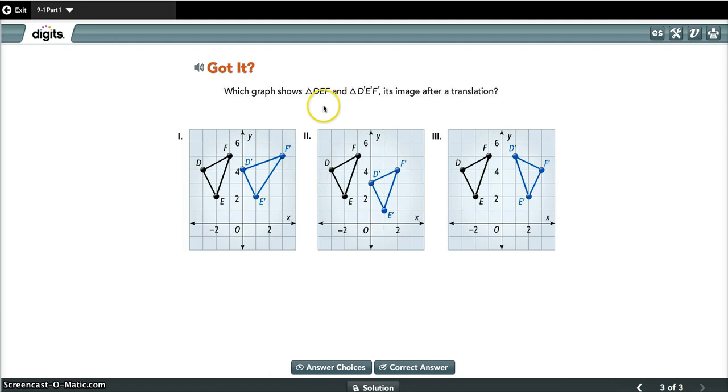Now, which one is showing triangle DEF and triangle D prime, E prime, F prime after a translation? Well, take a look. These ones look like they're different shaped triangles. These ones look pretty similar. Let's look at the other ones just to make sure. Oh yeah, and look, this one is in a different position. So this one is completely flipped. So that one's not a translation. So that means we're only able to say option 2. And that's what you should write in your Got It book.